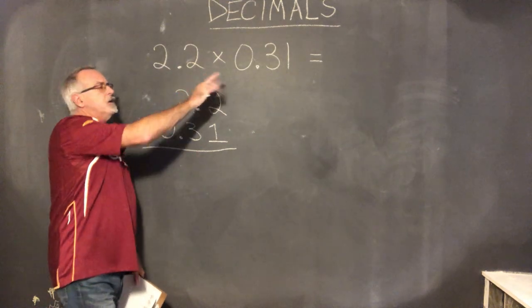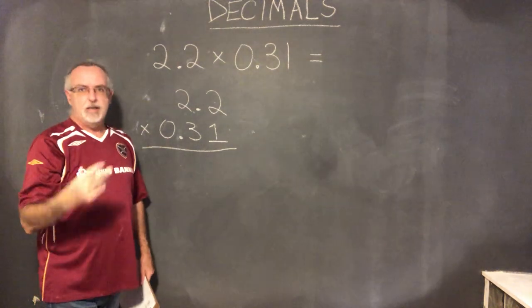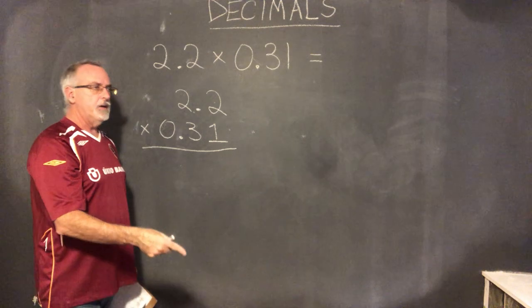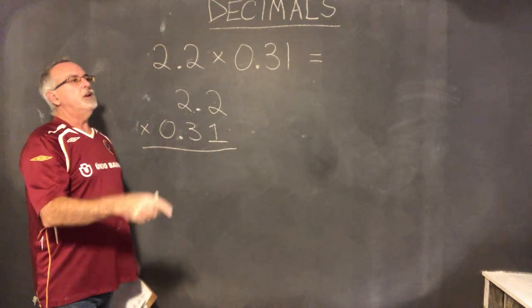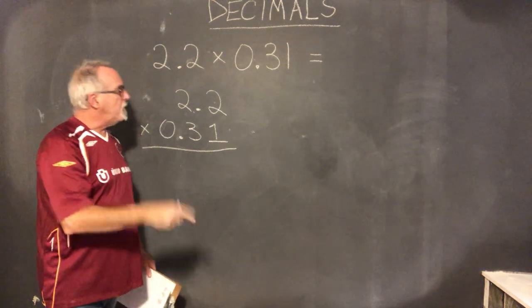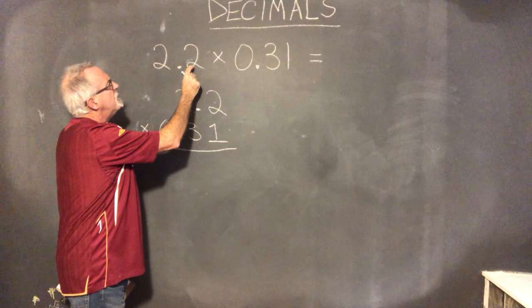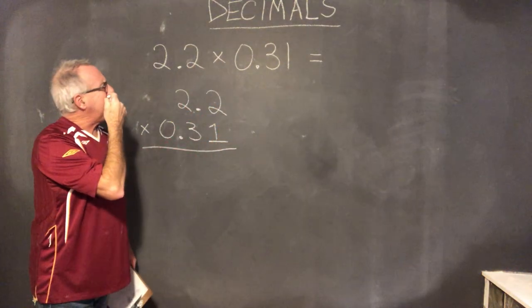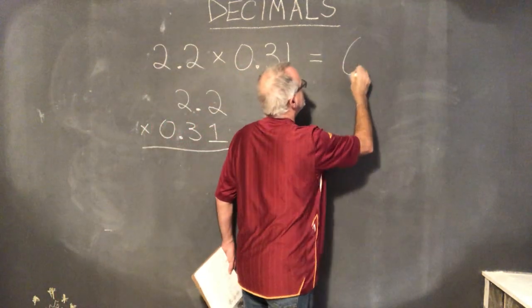So 22 times 31, that's what I'm thinking of. So 10 times 31 is 310, and 22 has two tens in it. So 10 times 31 is 310, and another 10 times 31 is another 310. And 310 plus 310 is 620. But then I also have to do 2 times 31, which is 62. So 620 plus 62 is 682. Let's see if I did that right.